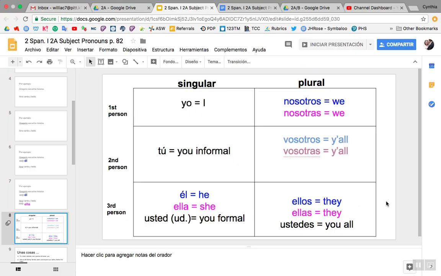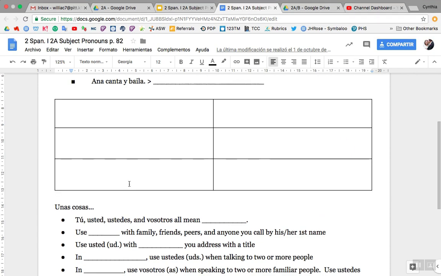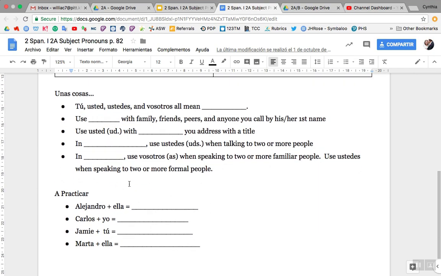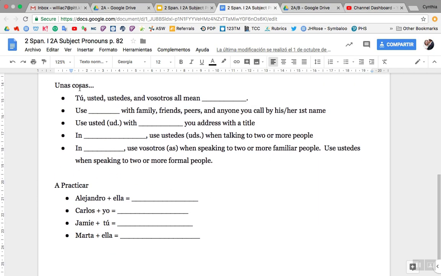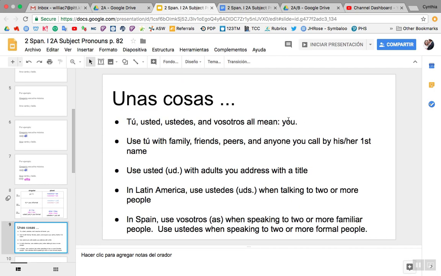Let's see what we have next on our sheet. Okay, a few things. Unas cosas. Tú, usted, ustedes, and vosotros all mean, anybody know? Technically, they all mean you. Of course, they mean you informal, you formal, y'all in certain parts of the country.